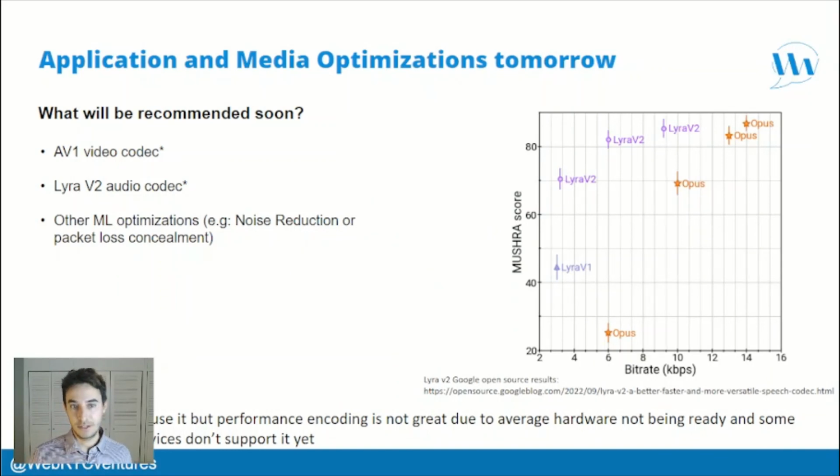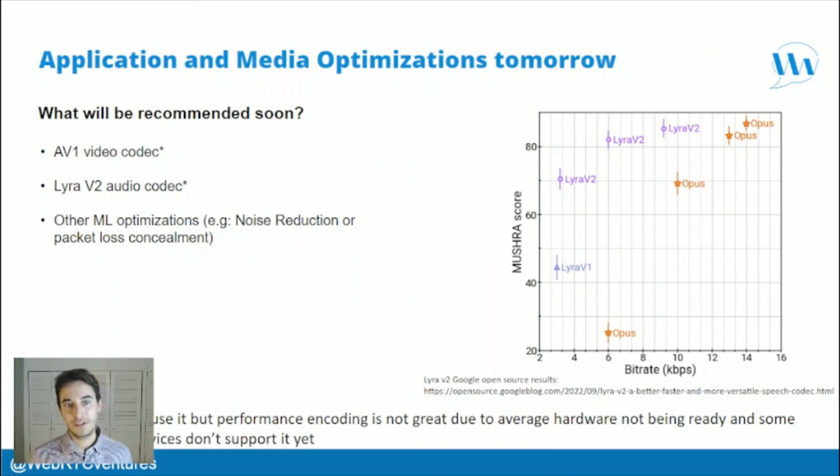Another example is Lyra. In this case, it's not a video codec, it's an audio codec. And it is also looking pretty promising. Again, it's a new codec, so it's not everywhere. But as you can see here in these open source results that Google shared, Lyra quality matches very closely with Opus, and at the same time achieves much lower bit rates, which would be great for optimization, as you can imagine.